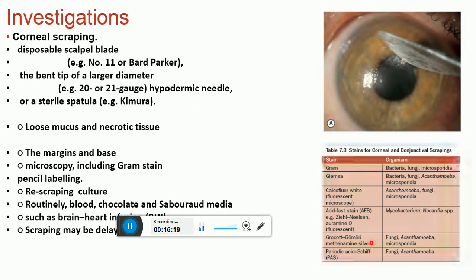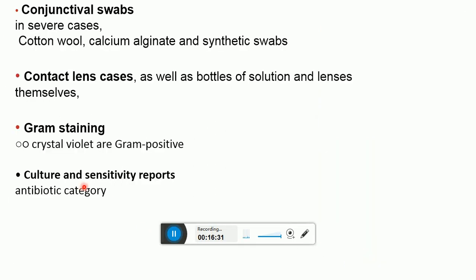Crocus, Kumuri, methenamine silver for fungi, acanthamoeba and microsporidia. Periodic acid Schiff, PAS, for fungi and acanthamoeba. The culture and sensitivity reports should be obtained as soon as possible. The type of bacteria will provide an indication of the antibiotic category to be used.